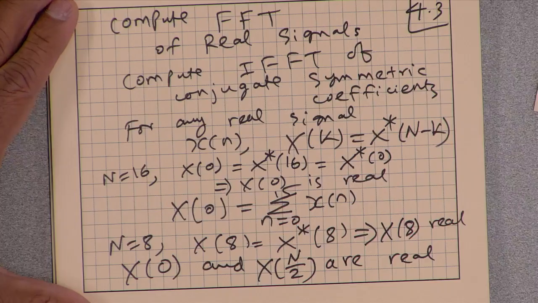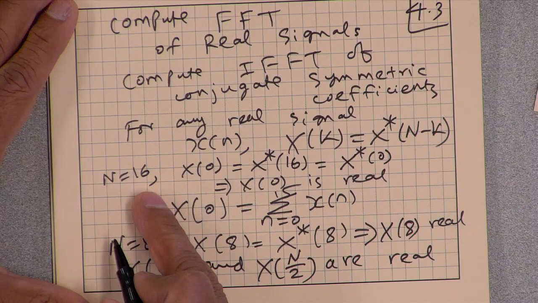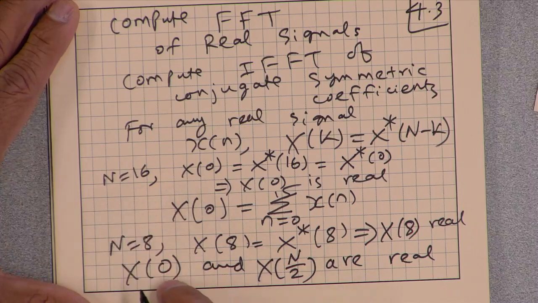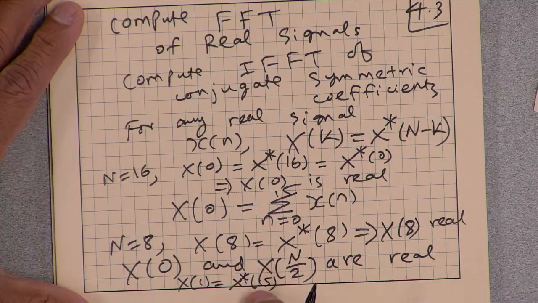So out of the remaining, if it is a 16-point FFT or 16-point DFT, there are 14, and of the 14 we need to compute only half of them. We need to compute only 7 because the other 7 are redundant. So x1 will be the conjugate of x15, x2 will be the conjugate of x14, x3 the conjugate of x13, etc.